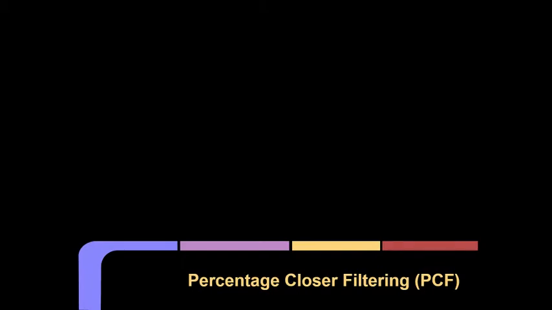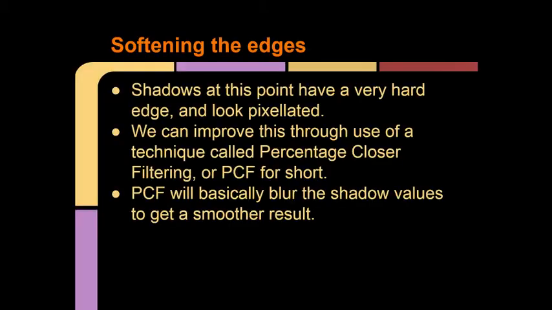Hello! In this video, we will be discussing a technique for improving the quality of our shadows, called percentage closer filtering. With what we have discussed so far, our shadows will end up looking pixelated and have a very hard edge. The percentage closer filtering technique will soften the edges of our shadows and hide this pixelation.